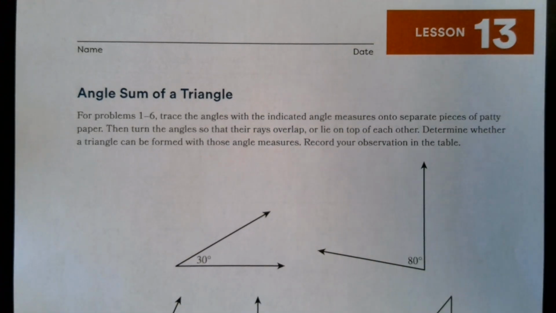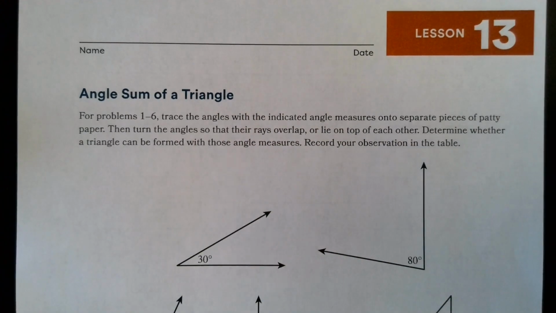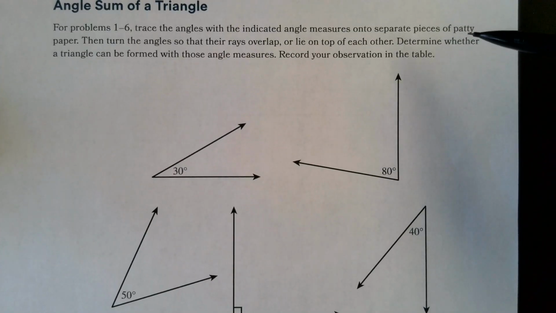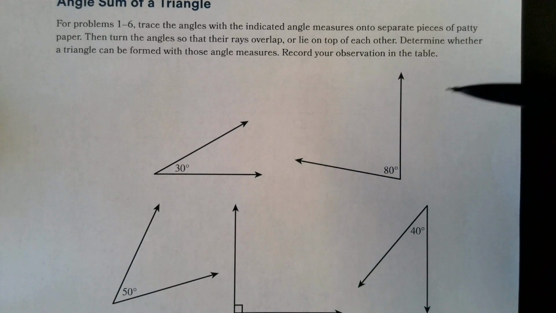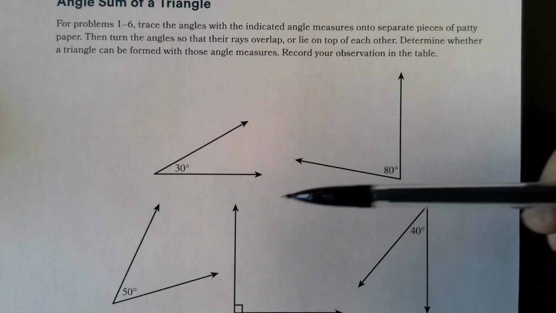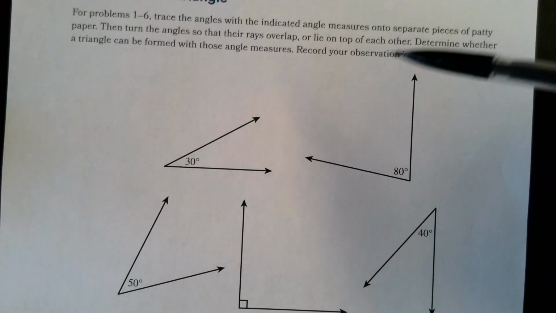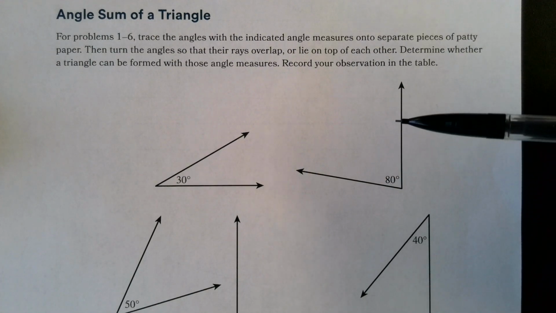This video goes along with Eureka Math grade 7-8, module 3, lesson 13, the angle sum of a triangle. In the first 6 problems, it wants us to use some patty paper to trace these angles to make triangles and see if we can actually form a triangle based off of the angles given. However, since I don't have that material, we're going to talk about how we know if angles make a triangle.